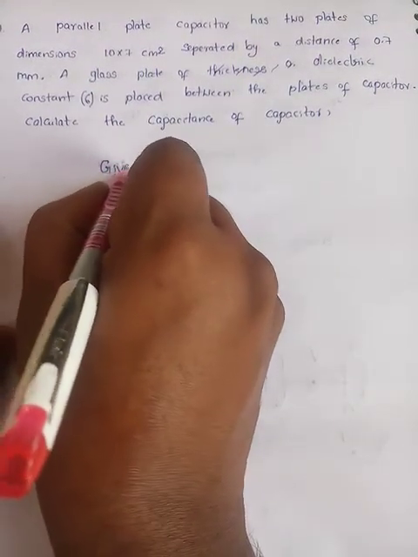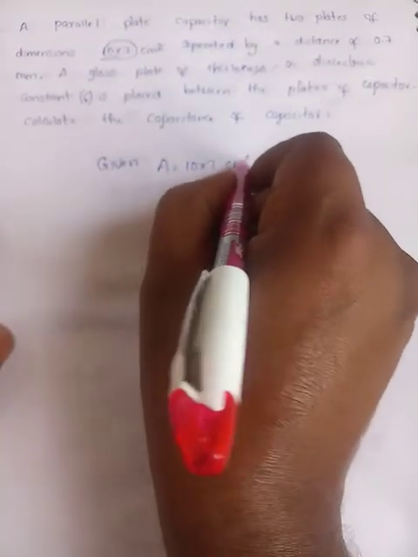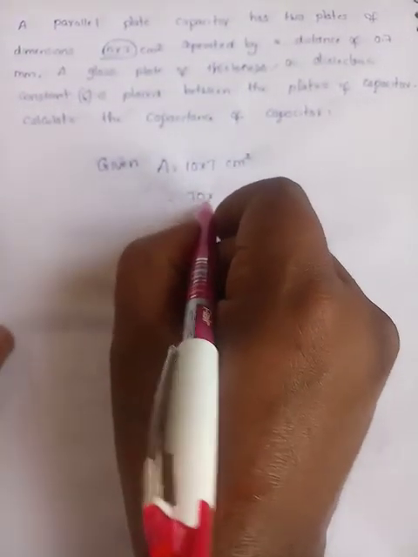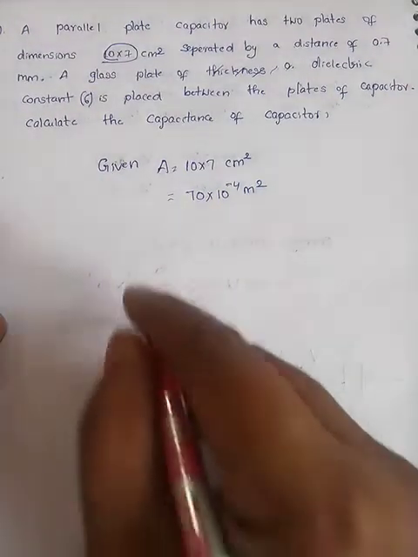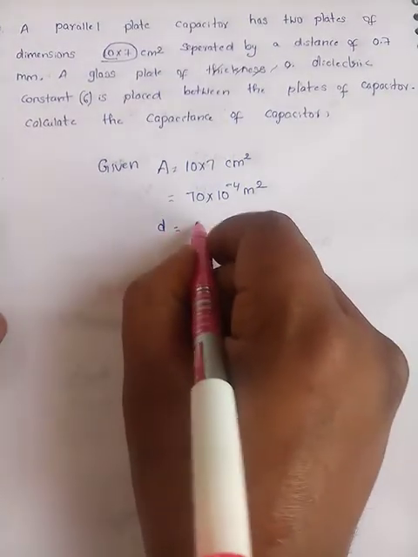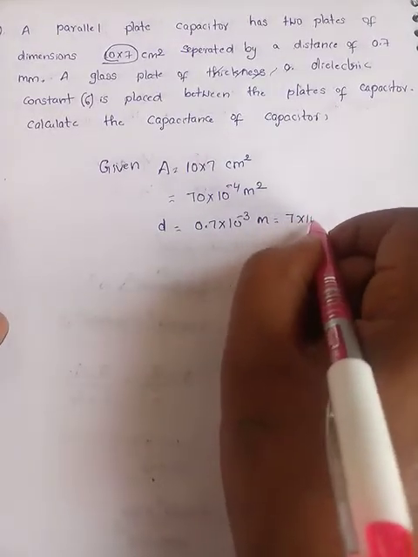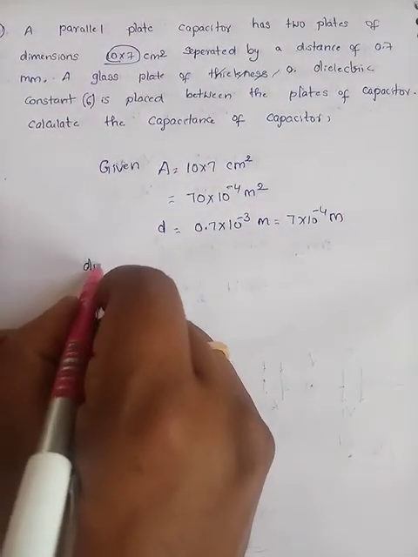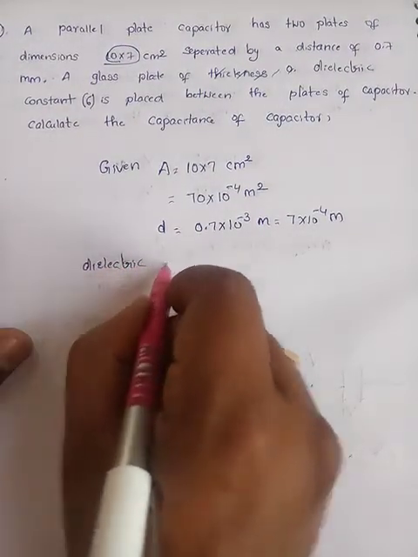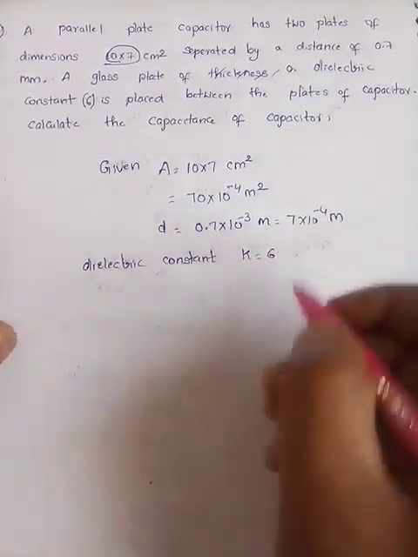Given dimensions, it is a rectangular plate. Area is equal to 10 into 7 centimeter square, 10 sevens are 70 into 10 raised to minus 4 meter square. Next, they are separated by a distance of 0.7 into 10 raised to minus 3 meters, or 7 into 10 raised to minus 4 meters. Next, they have given the dielectric constant, K is equal to 6.